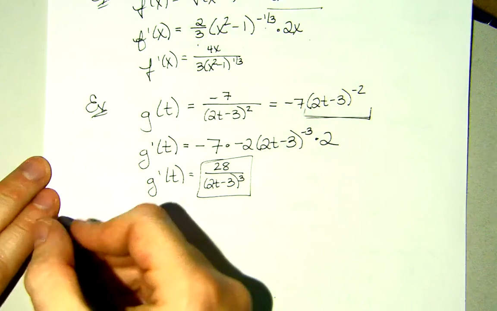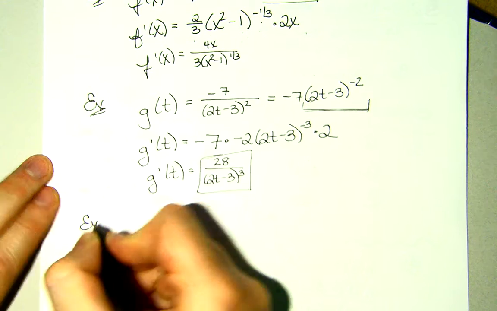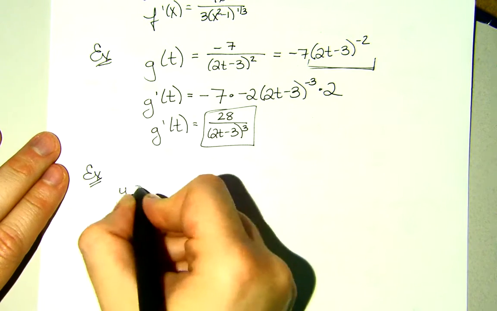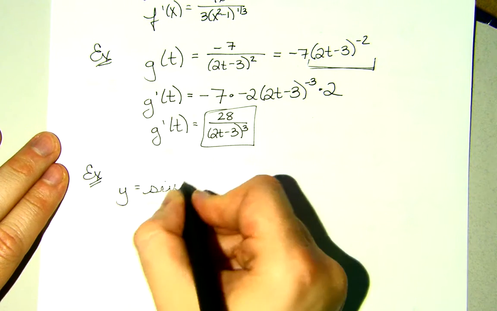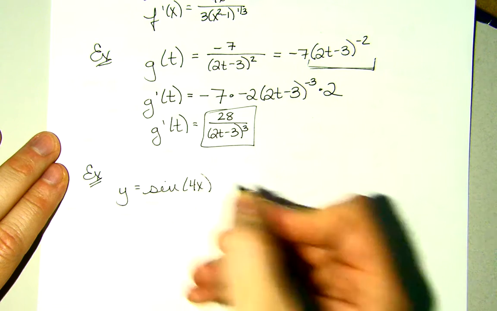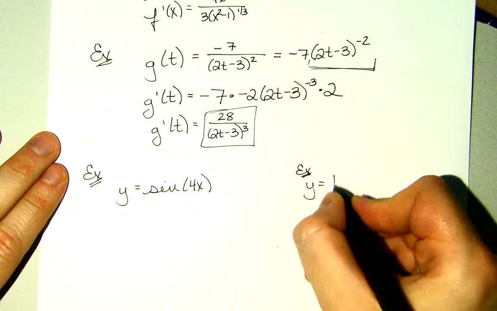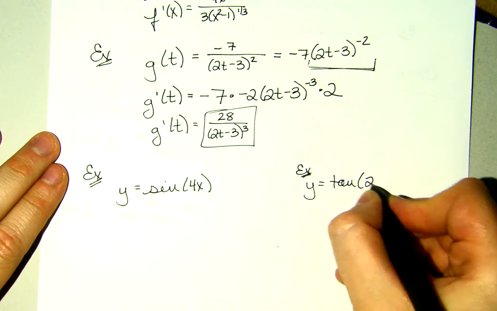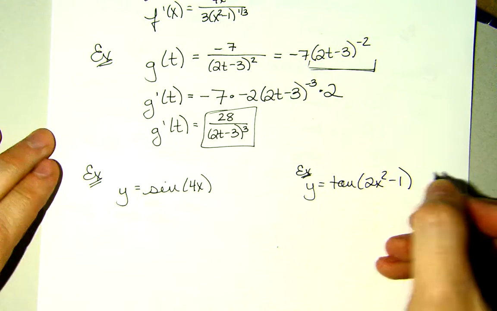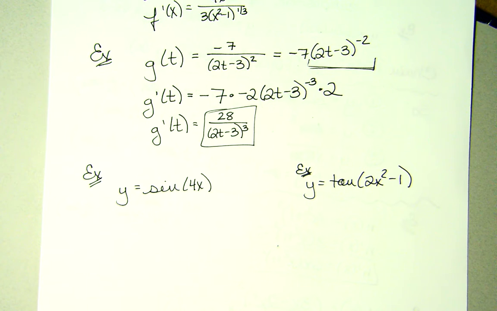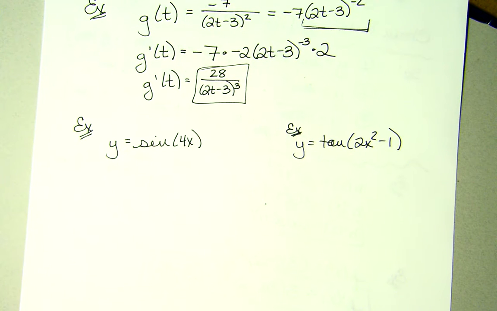Let's do some trig. And I really don't think I have to explain much here. I just want to see what you guys can do. I want you to do the derivative of y equals the sine of 4x. And when you're done, see if you can also do the derivative of y equals the tangent, with that new formula that hopefully we knew on that quiz, of 2x squared minus 1. There's something inside both, so we need the chain rule.